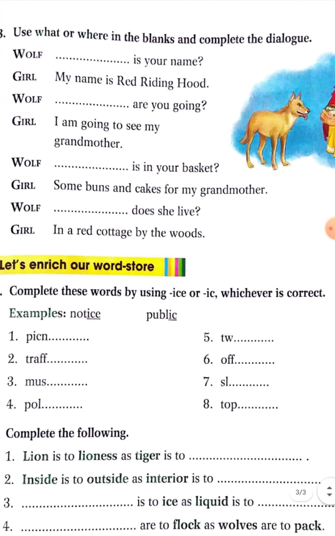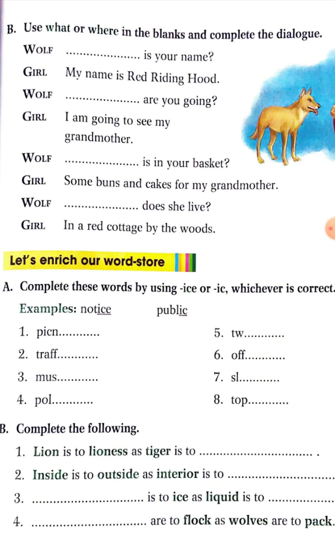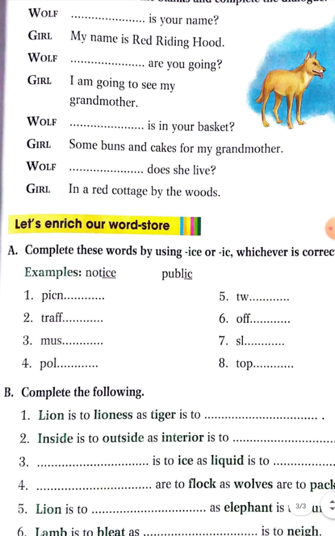See, she had a basket. "What is in your basket?" She said, "Some buns and cakes for my grandmother." Mother had given some buns and cakes for grandmother. "Where does she live?" "In a red cottage by the woods."